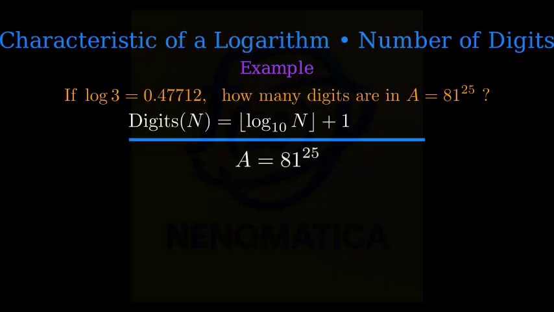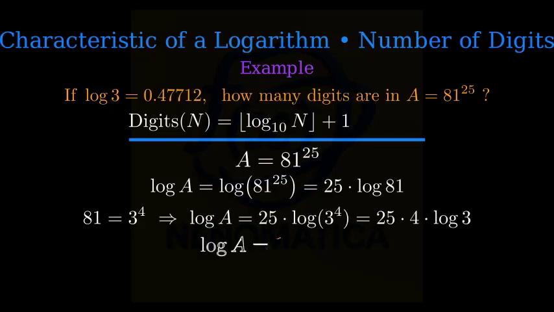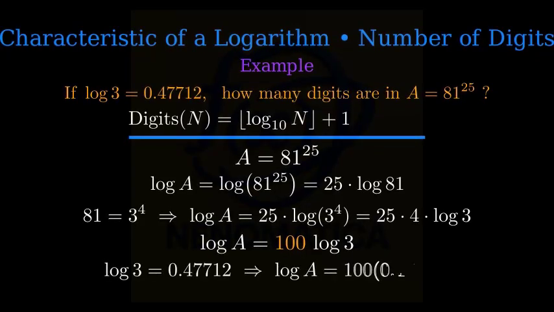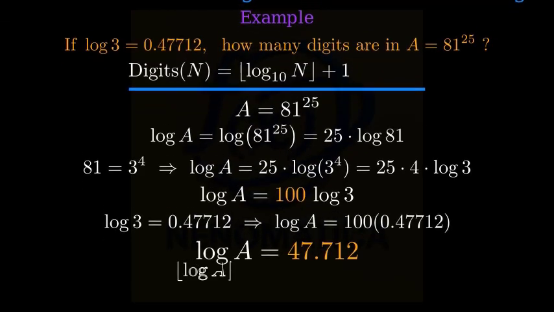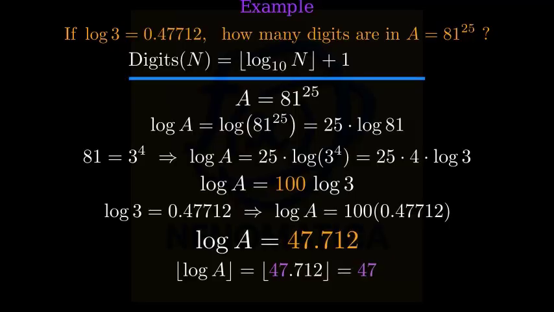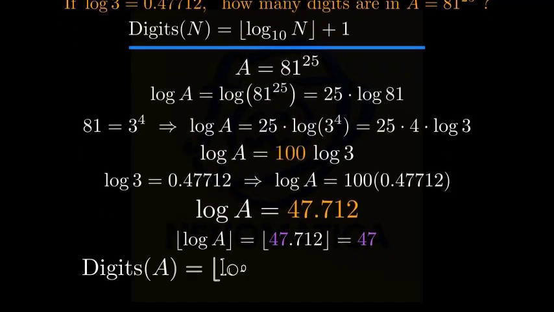Take the common logarithm of both sides. Use the power rule of logarithms to bring the 25 down. Since 81 equals 3 to the 4th, we substitute and simplify. Then apply the power rule again. Now plug in the given value log base 10 of 3 equals 0.47712. Multiply by 100. That gives log a equals 47.712. The characteristic is the integer part of log, which is 47. Therefore, the number of digits equals 47 plus 1, which is 48. Let's show this clearly.